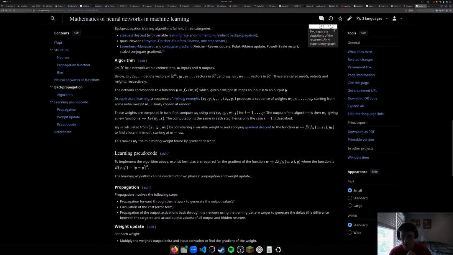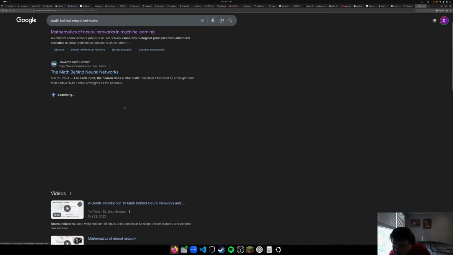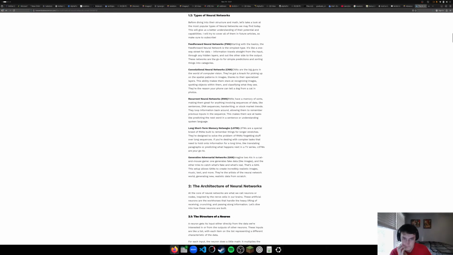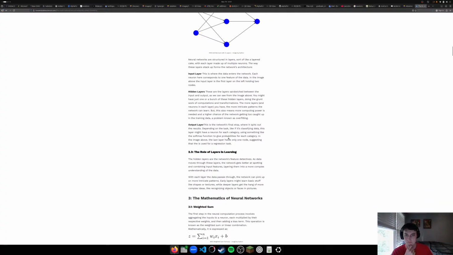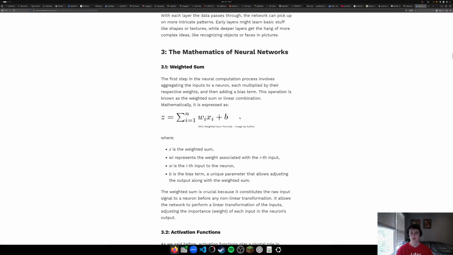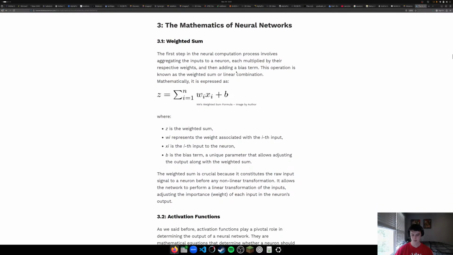Yeah, so backpropagation is where it gets a bit confusing. Weighted sum. The first step in a neural computation involves aggregating the inputs to a neuron, each multiplied by their respective weights, then adding a bias term. This operation is known as the weighted sum or linear combination. Mathematically, it is expressed as that.